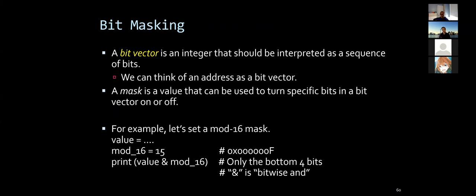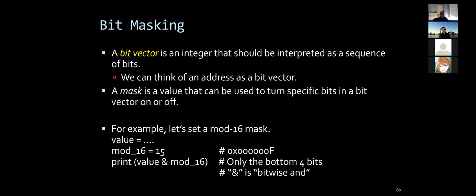So how do we identify the bits that are needed in the address? Many of you have heard about masking, but I will just repeat it for those who don't know. There is a principle called bit masking. Essentially, you interpret a value as a bit vector, as an integer, and that should be interpreted as a sequence of bits, right?